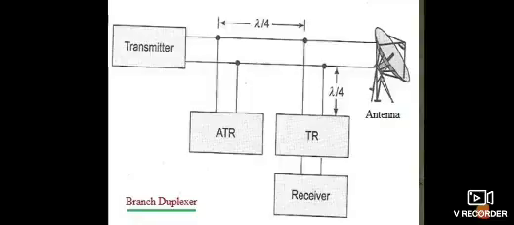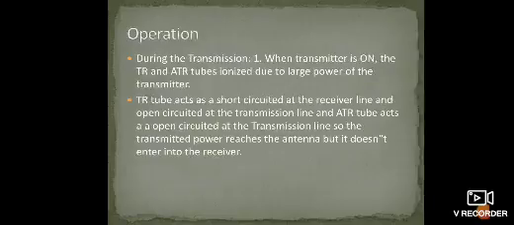Why? Because I have told that if it is a short circuit, there is no signal passing towards the receiver. It just passes towards the antenna. So like this it is done across the transmission. That means the TR tube acts as a short circuit at the receiver line and an open circuit at the transmission line. Automatically the ATR tube acts as an open circuit at the transmission line. So the transmitted power reaches the antenna, but it does not enter into the receiver.